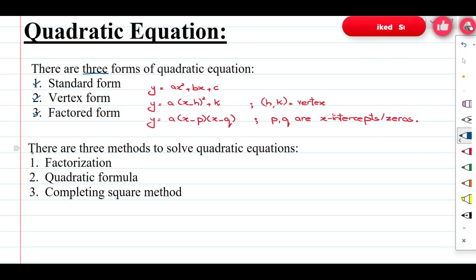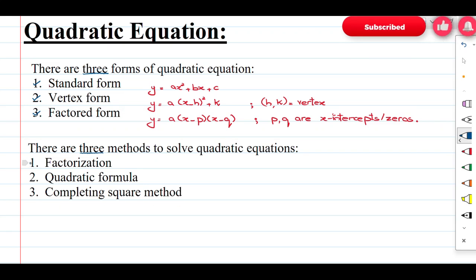Okay, now there are three methods as well. So there are three methods to solve a quadratic equation. The first method is by factorization, also named the midterm breaking method, right? The second method is by using the quadratic formula. You can easily solve the quadratic equation. And the third method is the completing square method, right?